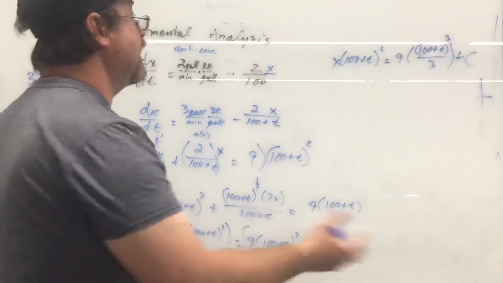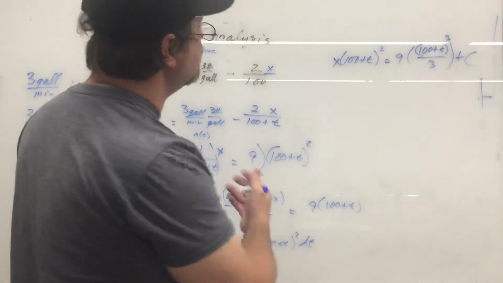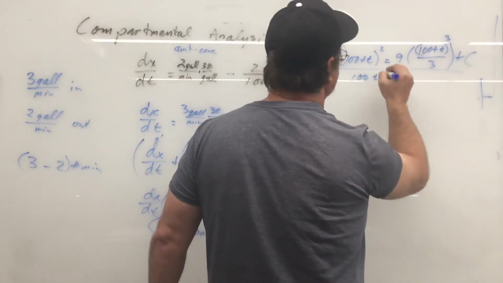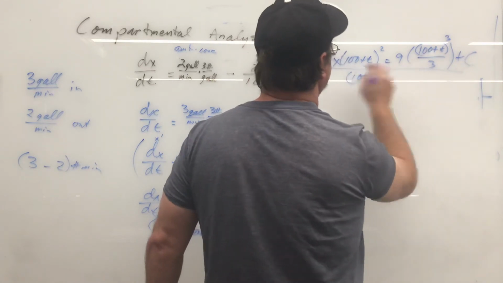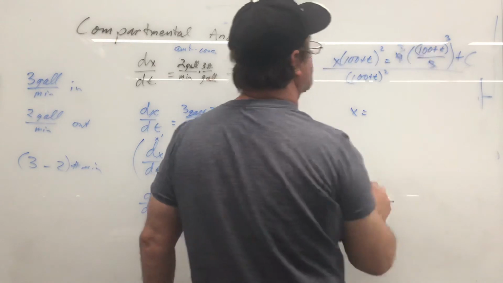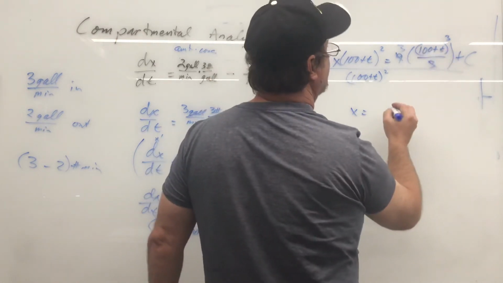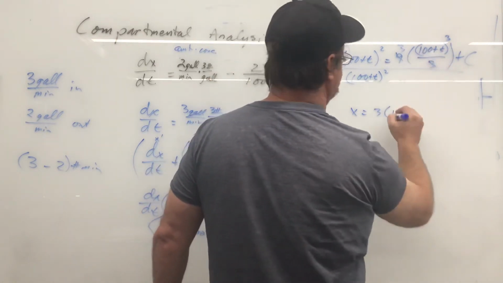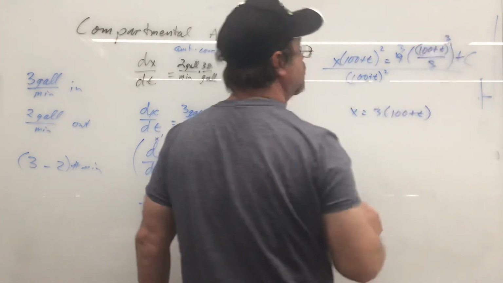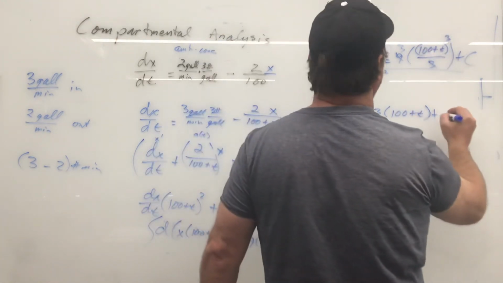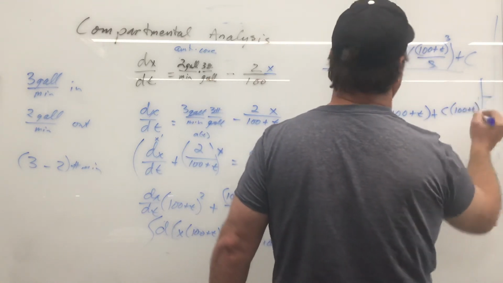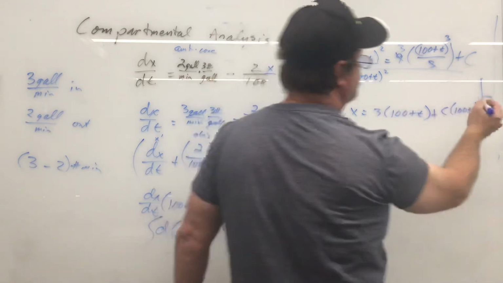And now I want to solve for x as a function of t. I'm going to divide through by 100 plus t quantity squared. On the left-hand side, I'm going to get x. On the right-hand side, I'm going to get 3 times 100 plus t, because the t squared is going to cancel most of that. And then I'm going to have plus c times 100 plus t, it's on the bottom, it's minus 2.